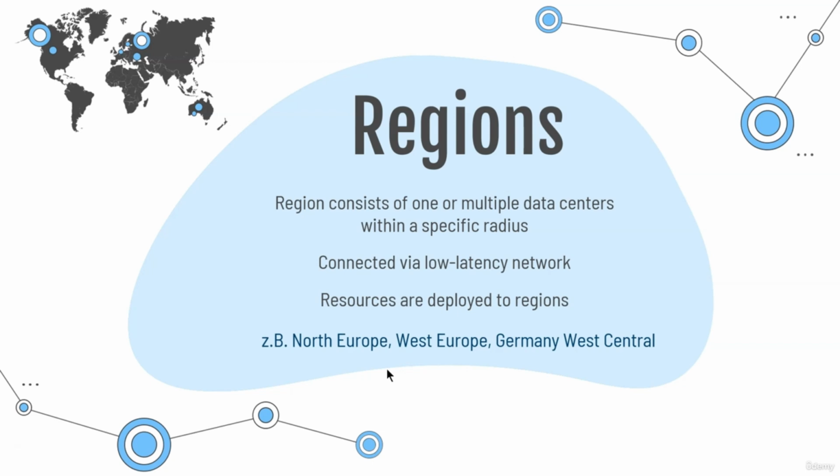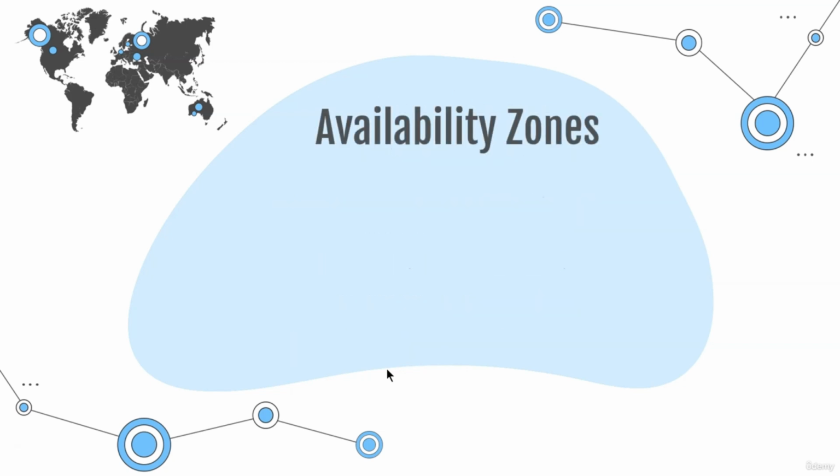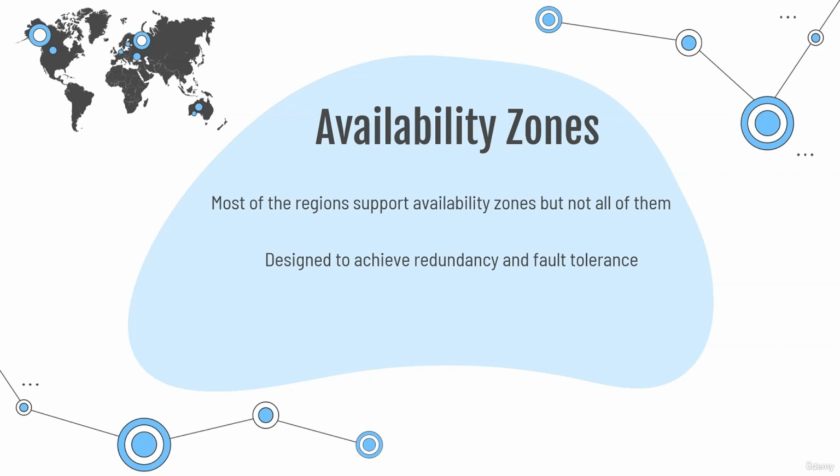Now in these regions, at least in most of the regions, we also have so-called availability zones. These are supported in most of the regions, but actually not every single region. But most of them do support those availability zones. And the purpose for them is to achieve redundancy in the event of a disaster. We have better fault tolerance.